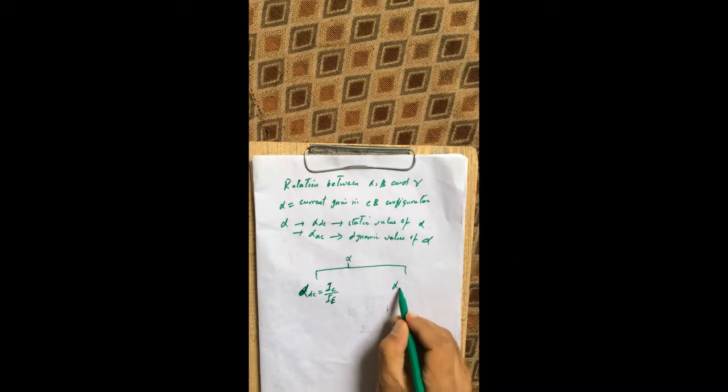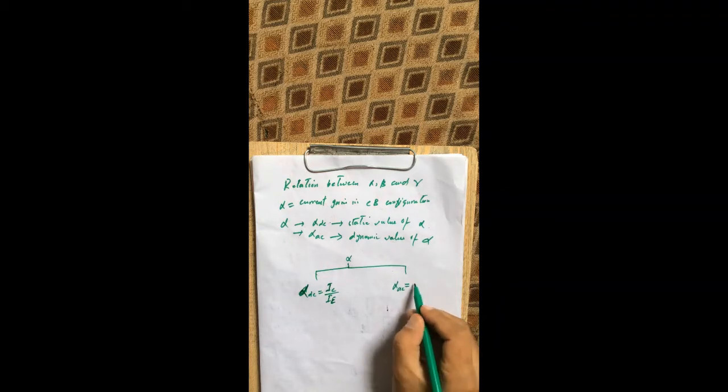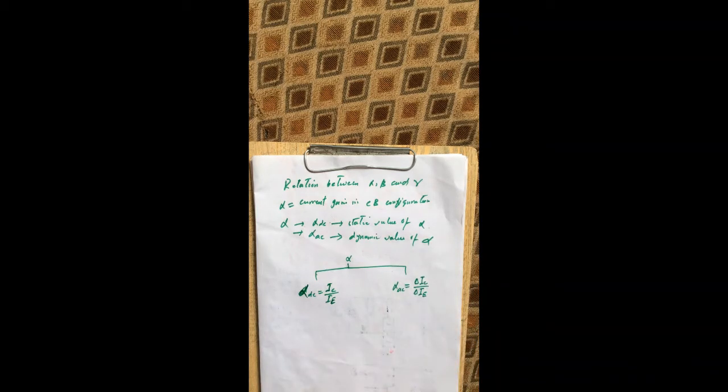Similarly, the alpha AC, the dynamic value of alpha, is change in output current over change in input current, while keeping the output voltage, which is VCB in common base configuration, constant.